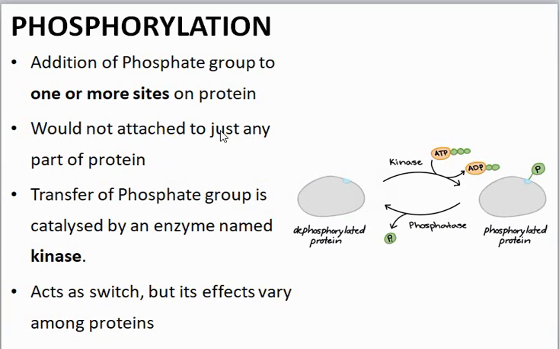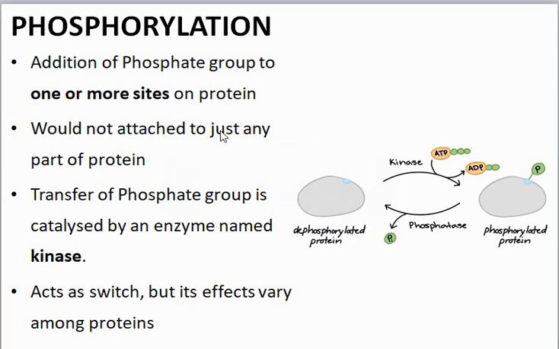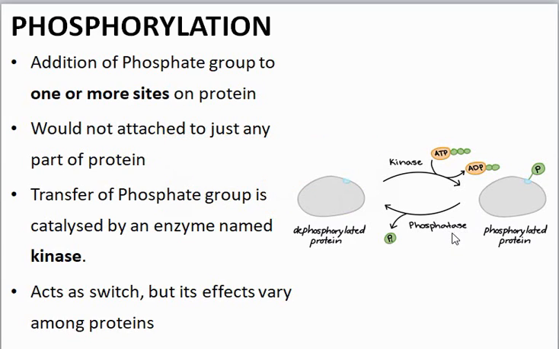Phosphorylation often acts as a switch, but its effects vary among proteins. Sometimes phosphorylation will make a protein more active, for instance, increasing catalysis or letting it bind to a partner. In other cases, phosphorylation may inactivate the protein or cause it to be broken down. Generally, phosphorylation is not permanent. To flip proteins back to their non-phosphorylated state, cells have enzymes called phosphatases, which remove a phosphate group from their targets.